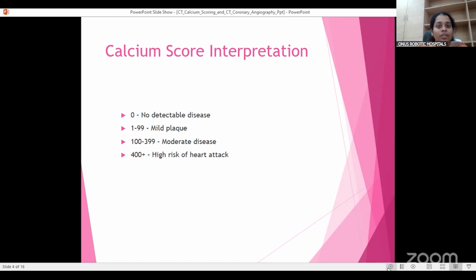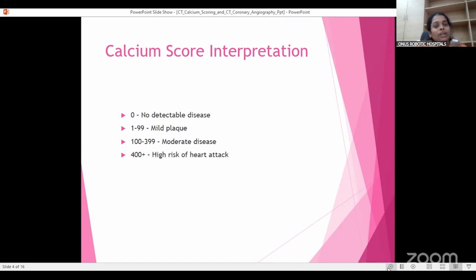1 to 99, we call it mild plaque. 100 to 399, it's a moderate risk, and 400 and above is a high risk. So usually when the CT calcium score is 400 and above, we advise the patient to undergo the conventional angiogram. When the score is above 100 and less than 400, we advise the patient to undergo the CT coronary angiogram, to rule out the amount of blockage and everything.